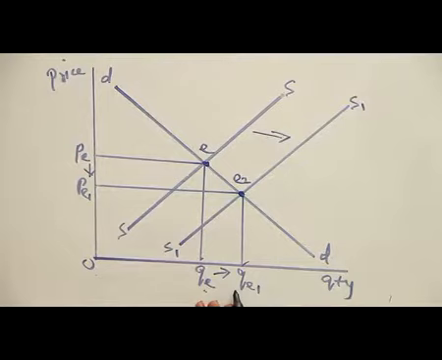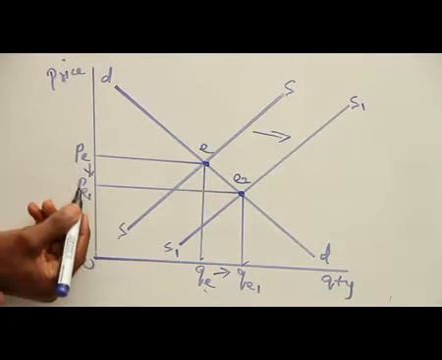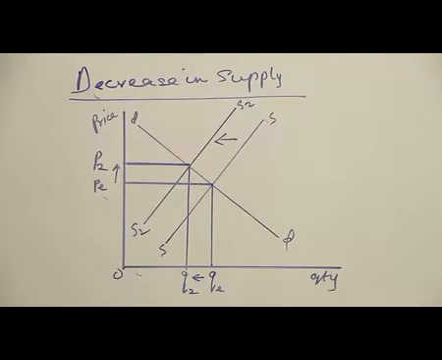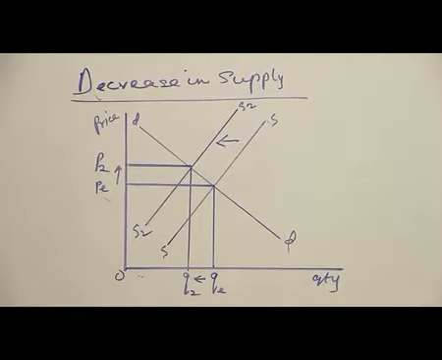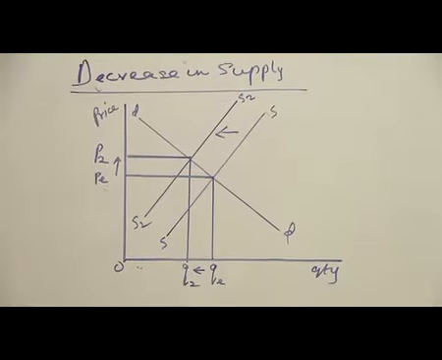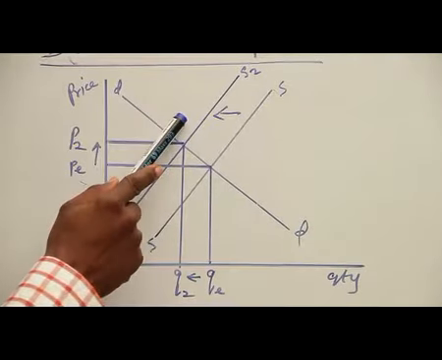That is, whenever we have increase in supply, it will have effects on equilibrium price and quantity. And the effect will be what? A decrease in equilibrium price from PE to PE1 and an increase in equilibrium quantity from QE to QE1. The second effect of supply on equilibrium price and quantity is what we call decrease in supply. And when I'm talking about decrease in supply, there is a backward shift in supply curve.